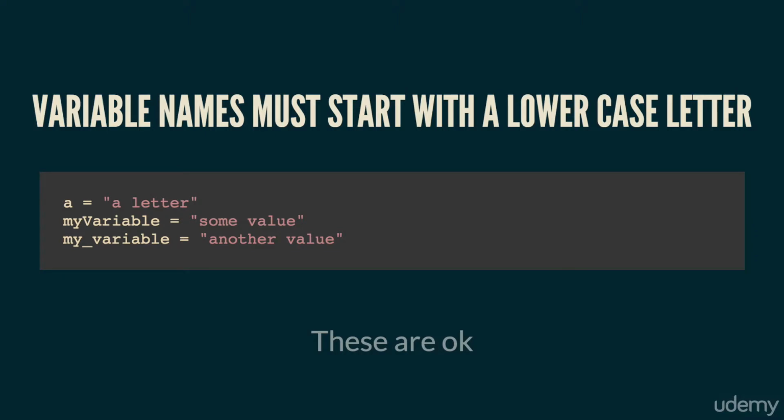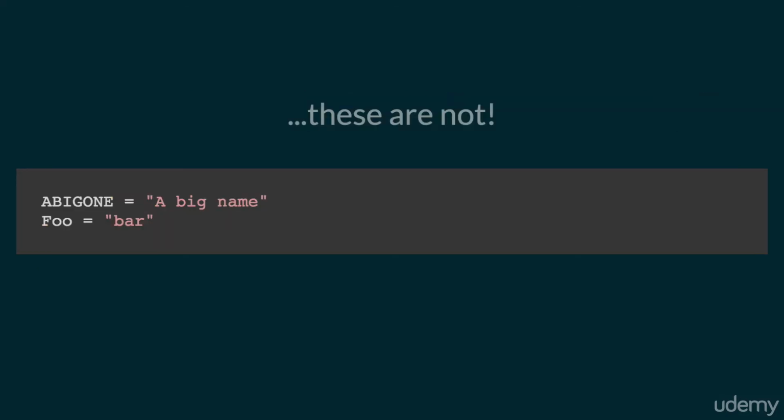So variables must start with a lowercase letter, for example a or my_variable, or at the end my_underscore_variable. These are all okay. These, however, are not. You must not have a variable that is all capital letters, and you must not start a variable with a capital letter. Ruby is very case sensitive, and these variable names have a different meaning in Ruby, which we'll learn about later.